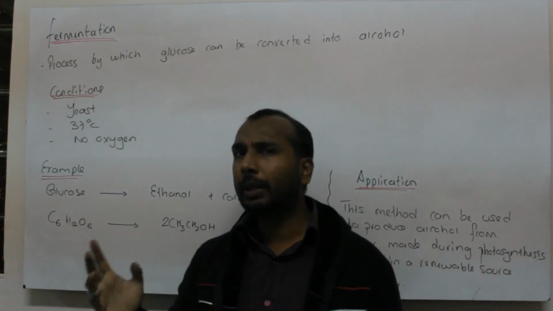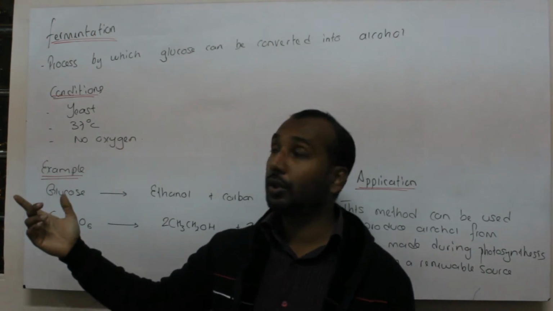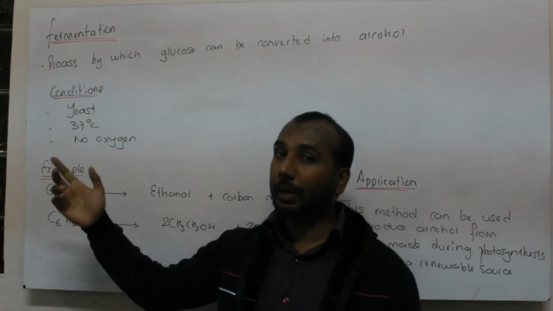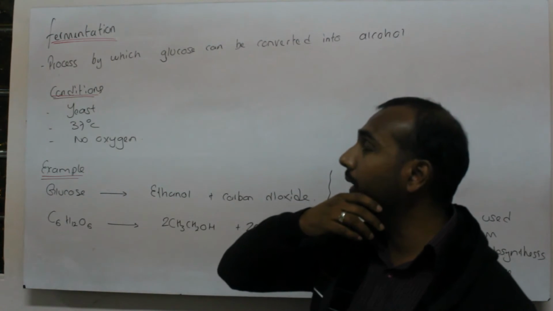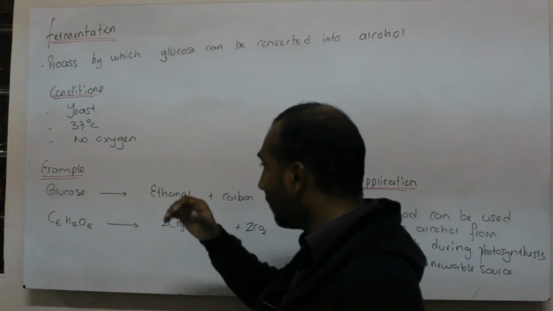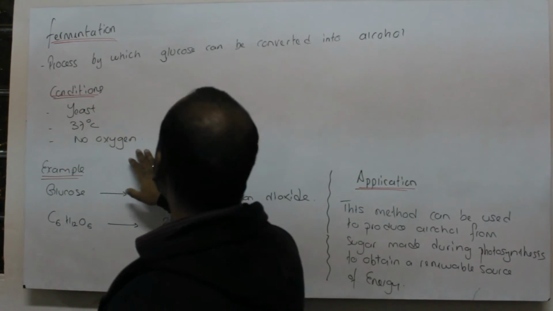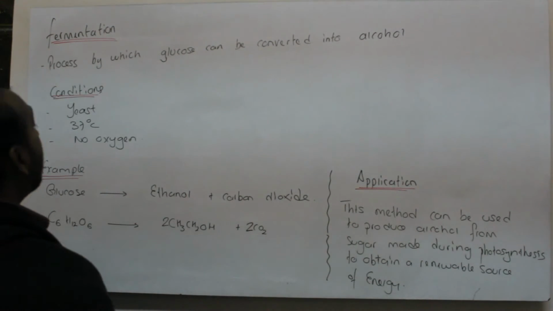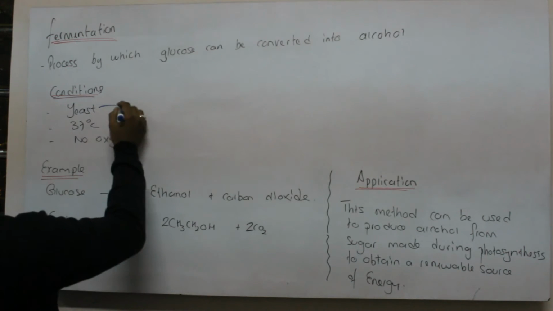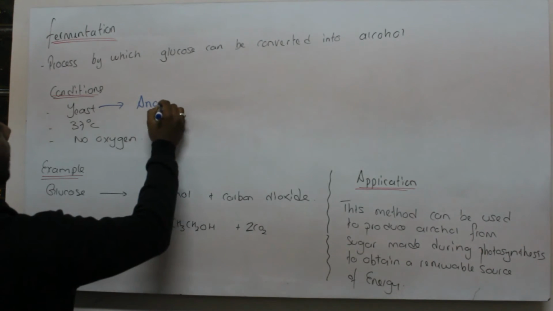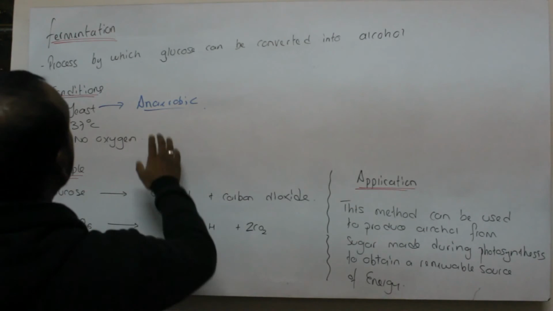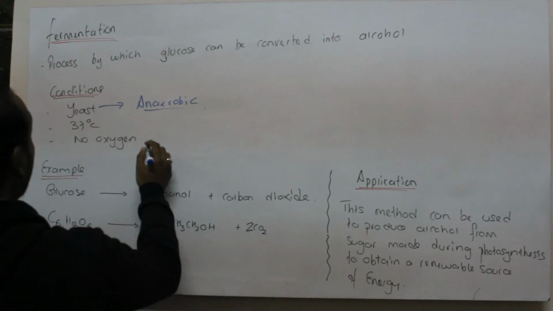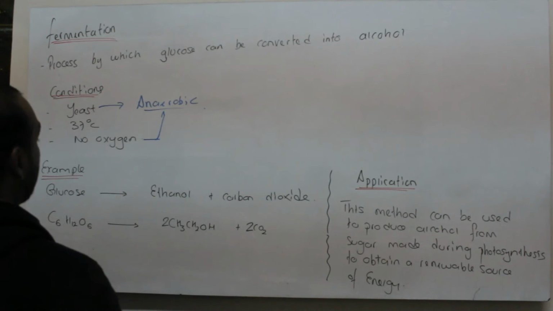Secondly, you need a warm temperature of about 37 degrees Celsius, because yeast contains enzymes, and enzymes work best at around 37 degrees Celsius. No oxygen should be present because this is an anaerobic reaction. Yeast is anaerobic, so no oxygen should be present.